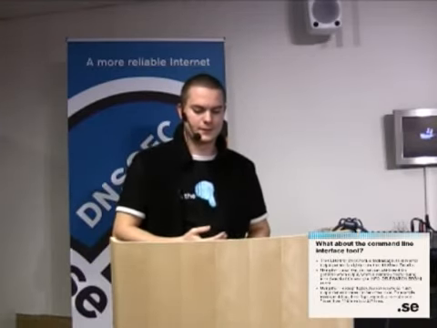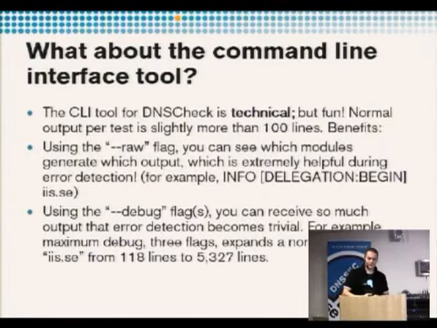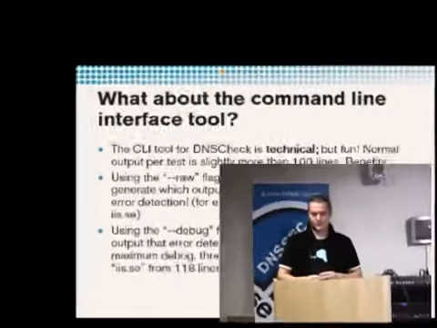What about the command line interface? The CLI tool for DNSCheck is extremely technical, but it's also a lot of fun. The normal output for a normal test is slightly more than 100 lines. The benefit of this is that, for example, you could use the raw flag. When you use this, you can see which modules generate which output. This is very good because then you see the chain, the chain of how the different modules call on each other. You can also use the debug flag, and with this you can receive so much output that you can find errors in basically anything.